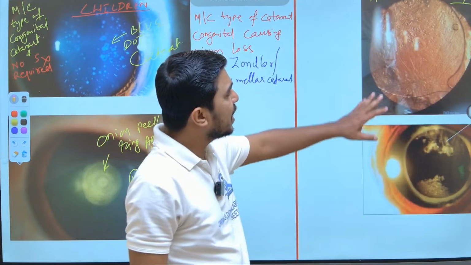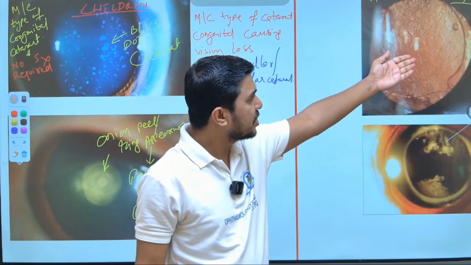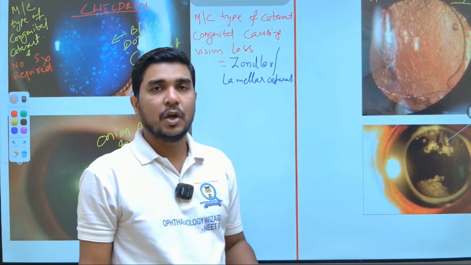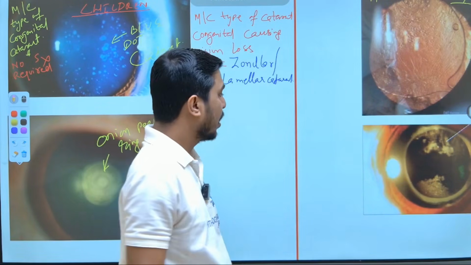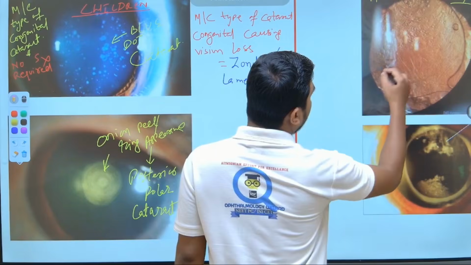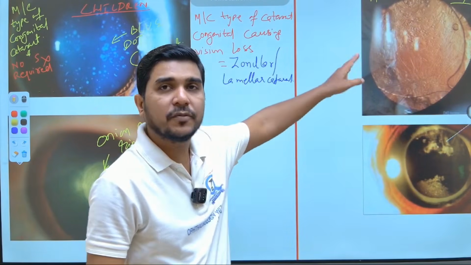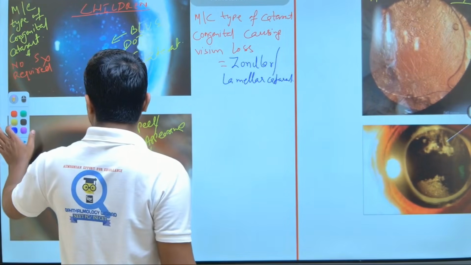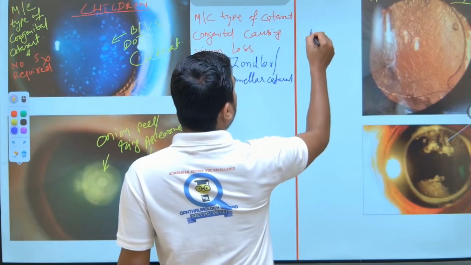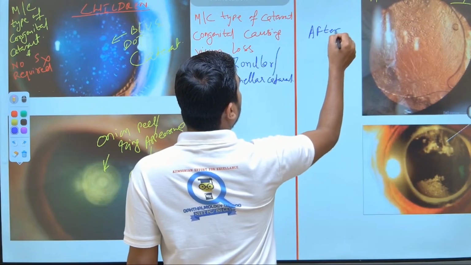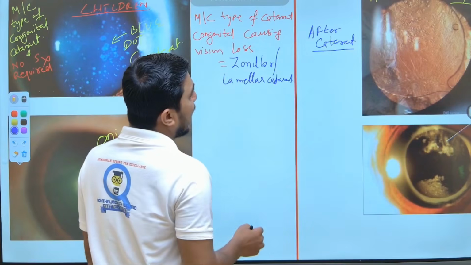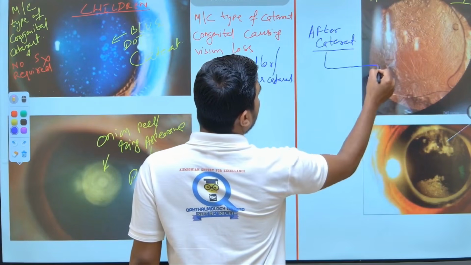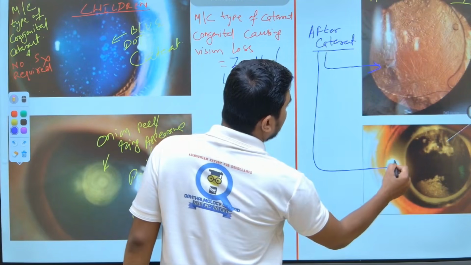The patient is presenting like this. One patient is like this, the other patient is like this. What is this? This is called after-cataract. There are two types of after-cataract. What are those two types? Let me write it: after-cataract. One is this, the other one is this.